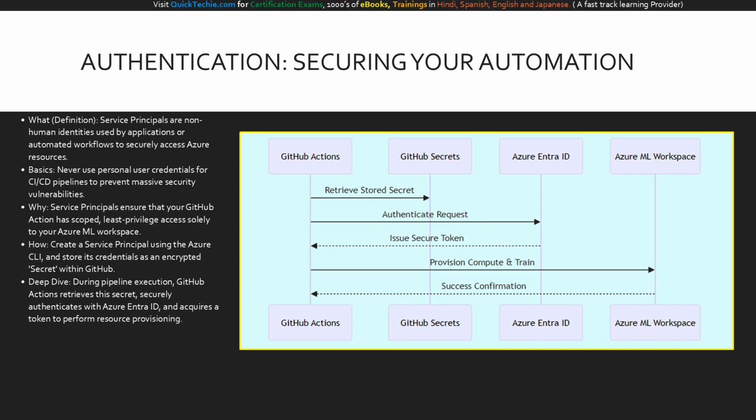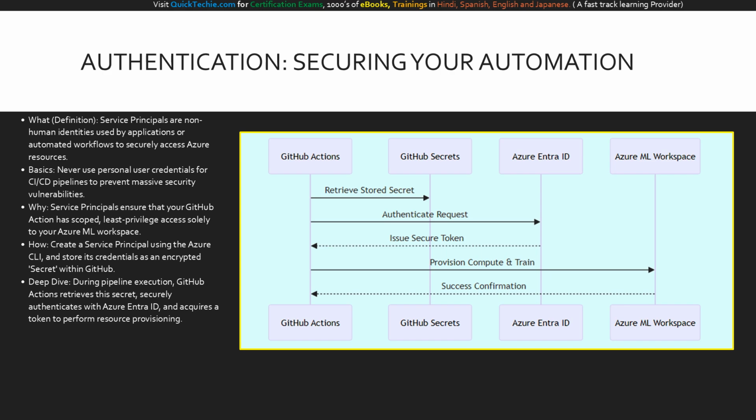To connect GitHub to Azure, we generate a service principal using the Azure CLI and assign it strict, least privilege permissions to our Azure ML workspace. We then take the resulting credentials and lock them away as encrypted GitHub secrets. When your workflow runs, it pulls these secrets, authenticates securely with Azure behind the scenes, and executes the deployment safely.